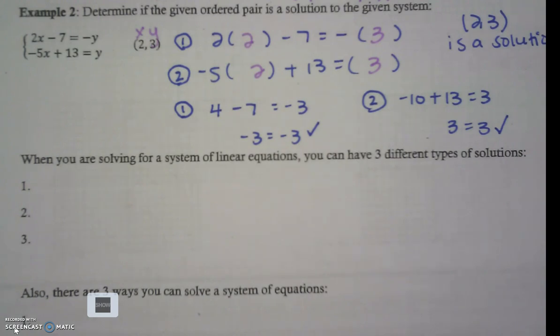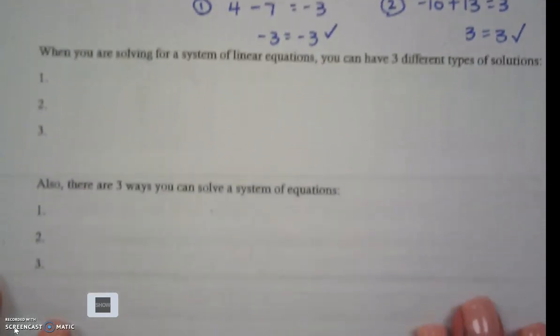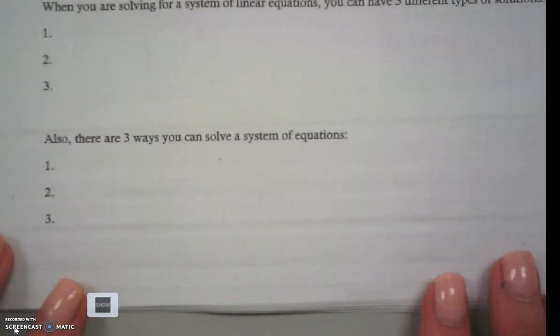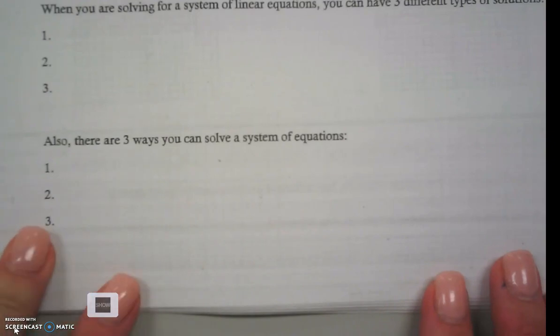So when we talk about systems of equations, there are three types of solutions we can get, and there are three ways that we can find those solutions. So let's talk about those three types of solutions we can get. We could have one solution. We can have no solution. Or we can have infinitely many solutions.